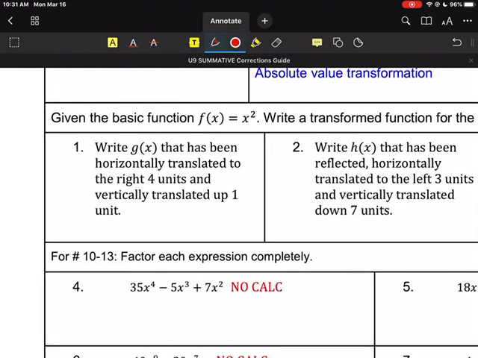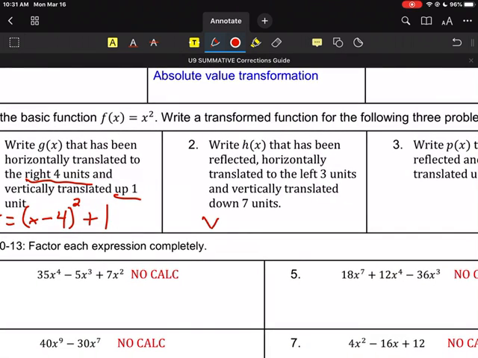A lot of you guys did pretty well with this, but we have to make sure that you cannot put two numbers inside the parentheses. One has to go out and one stays in. So this one goes right 4 units. That one is the one that stays in. And remember that it's the opposite, so it's -4. And then up 1, that goes out, and that's +1 over on the back.